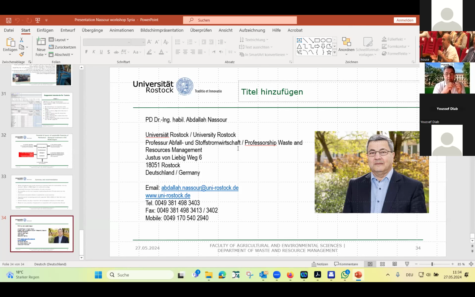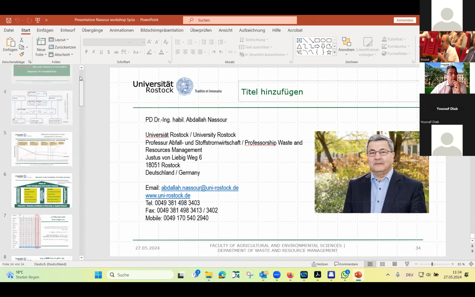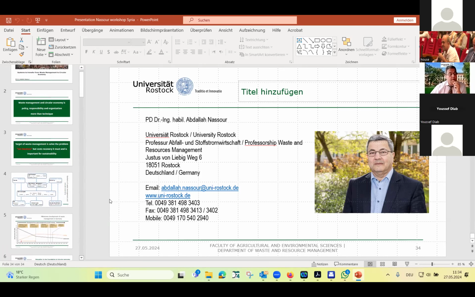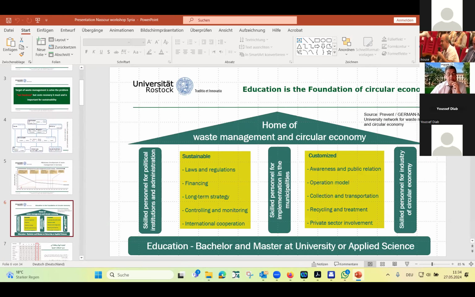Circular economy, as you said, depends on three principles: environment, economy, and equity. For the Syrian situation, I know that you are not far away from our situation in solid waste management in general.